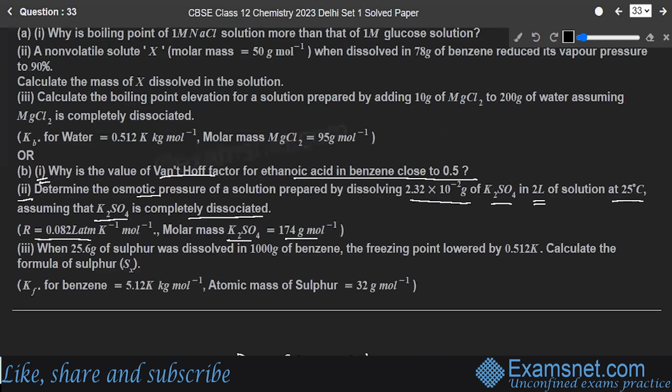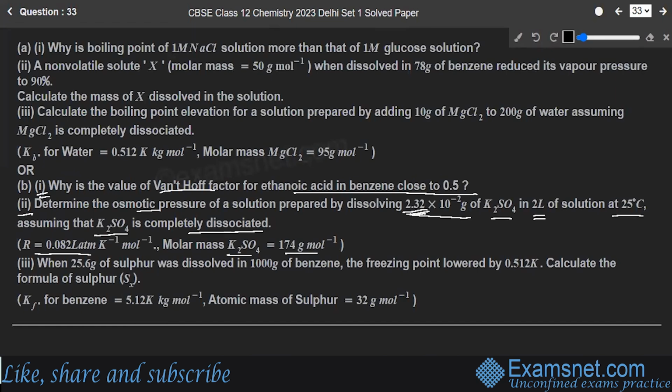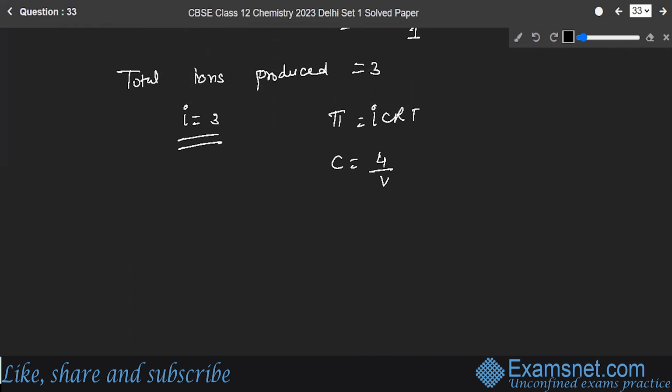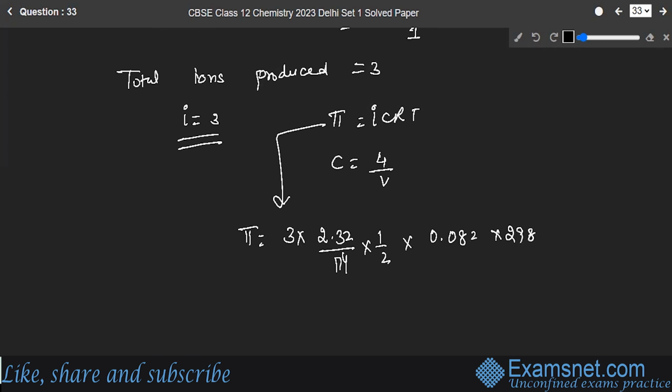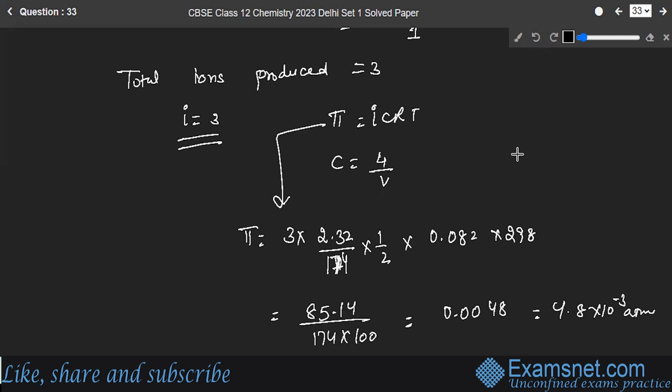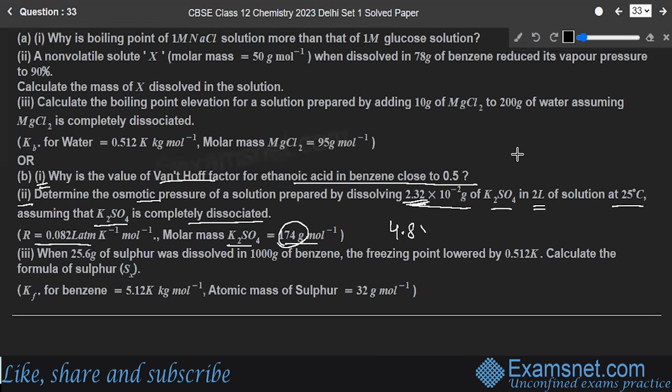Here C is the concentration, which is given by 2.32 divided by 174. So let's fill in all the values over here. This pi will be given by i, this is 3, and C is given by 2.32 divided by 174, and volume is 2. Our gas constant R is 0.082 and temperature is 298. So on solving this whole thing, you will get 85.14 divided by 174 into 100, or this is equal to 0.0048, or 4.8 into 10 raised to power minus 3 atmospheres.